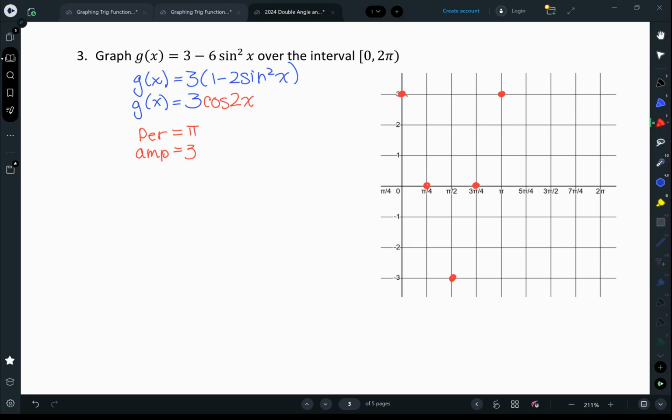So graphing this, here is 1 period from 0 to pi. It asked me to graph from 0 to 2 pi, so I'll just continue this, and I will have my function from 0 to 2 pi. And so now I'm able to graph this function that has a sine squared in it without knowing a parent function for sine squared, by converting it into a function that I know. Pretty cool.